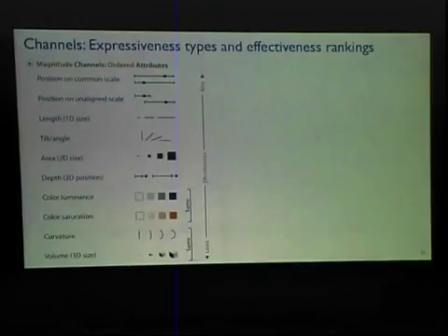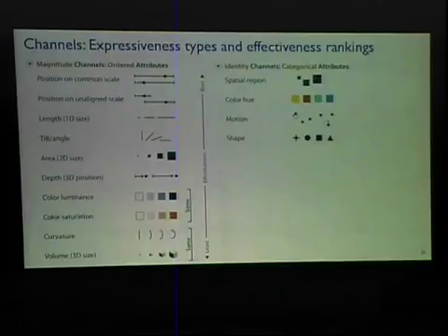So these are all ways of expressing magnitudes, and a crucial thing is some are better than others. And by better, I mean more accurate in terms of your ability to perceive them. There's a lot of other attributes as well that I'm not going to have time to talk about today, but I want to distinguish between these magnitude channels for ordered data and these other identity and location channels that are well suited for the categorical kinds of data.